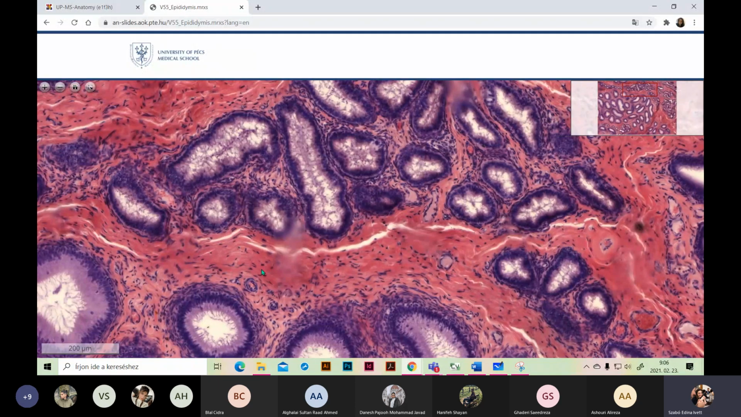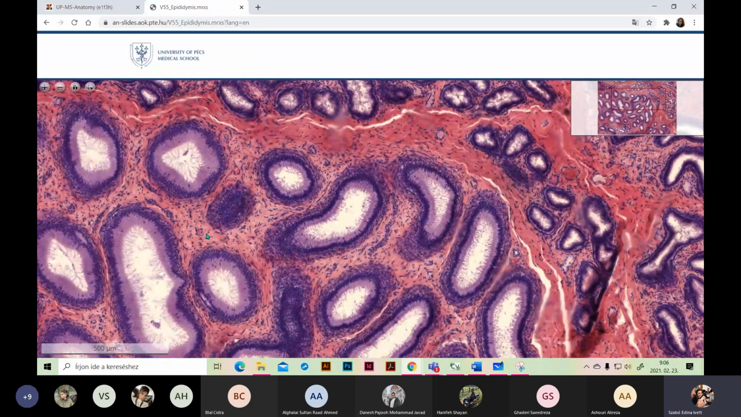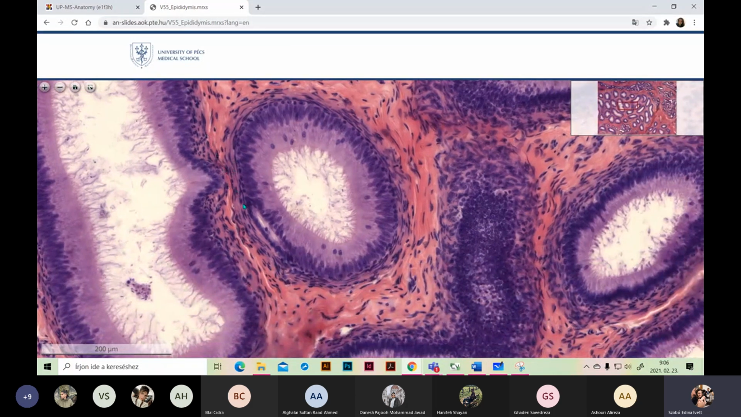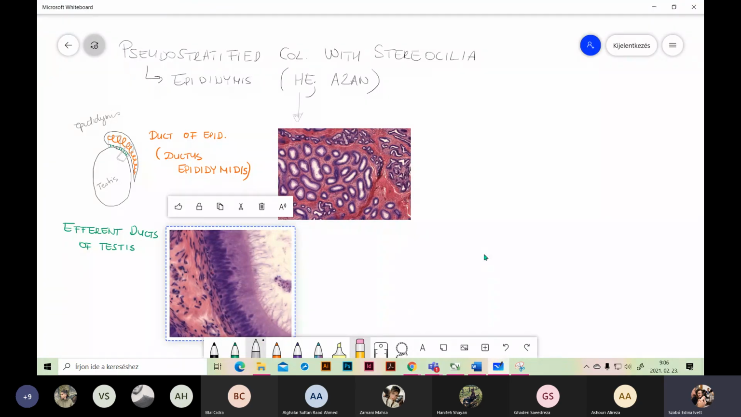And around these ducts, you see connective tissue with light eosinophilic color. And if I move closer, you see some different cells with more darker eosinophilic color. These cells will be smooth muscle cells around the ducts. For example, here, or here is also visible, these are smooth muscle cells and they have darker eosinophilic color than the connective tissue. Okay, I'm writing these details here.